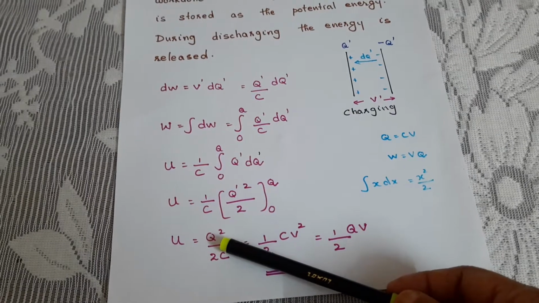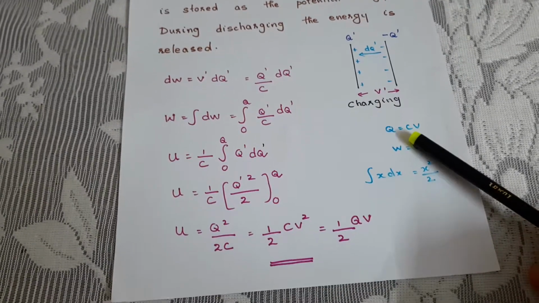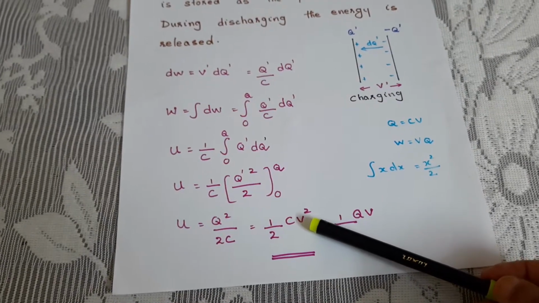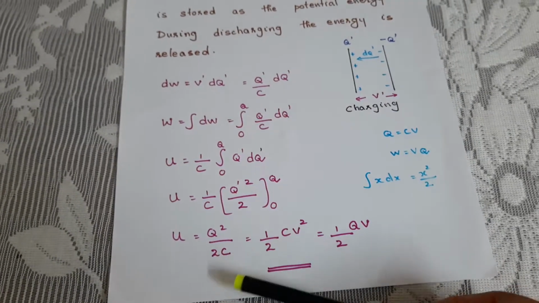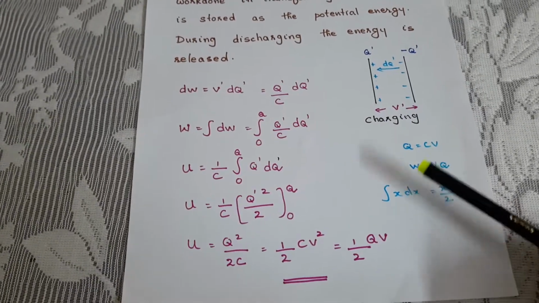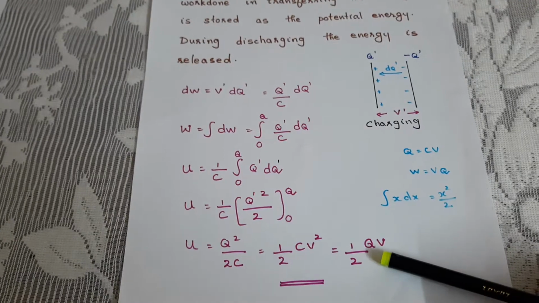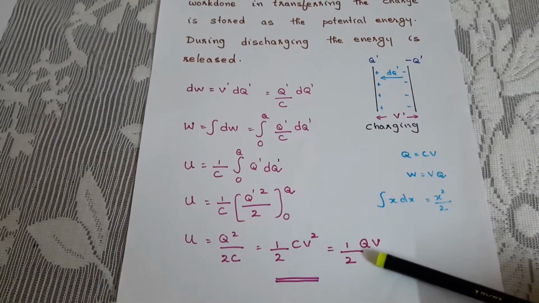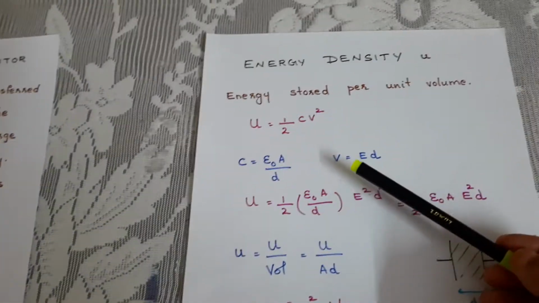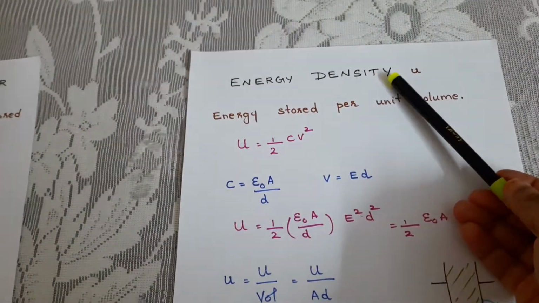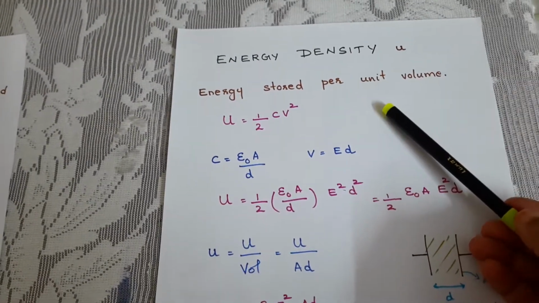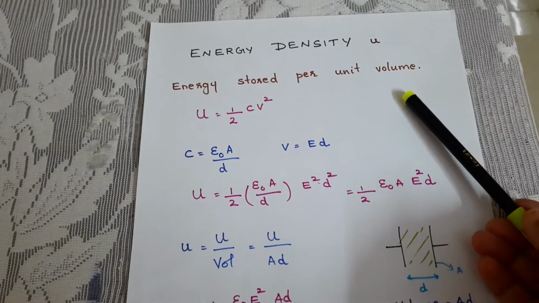And if we substitute for Q as CV, we get the expression half CV^2. And if you substitute for C is equal to Q by V, we get the expression for potential energy as half QV. And now let us see the energy density. Energy density is the energy stored per unit volume.